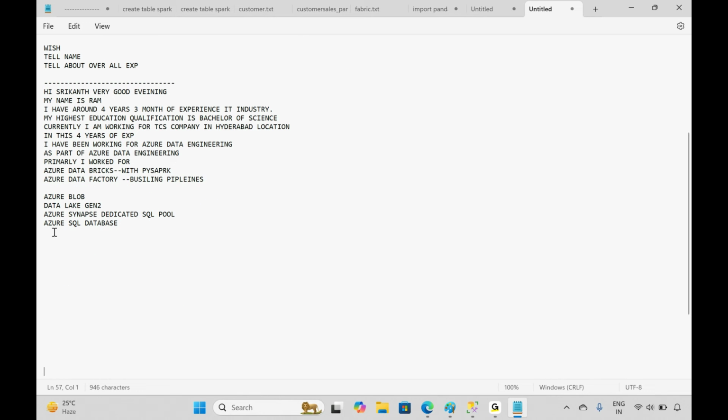And also, as a part of Azure Data Engineering, primarily I work on Azure Databricks with PySpark and Azure Data Factory, building of the pipelines, Azure Blob Storage, Data Lake Gen 2, Azure Synapse dedicated SQL pool, Azure SQL database, and also I'm very good in writing SQL queries and stored procedures.